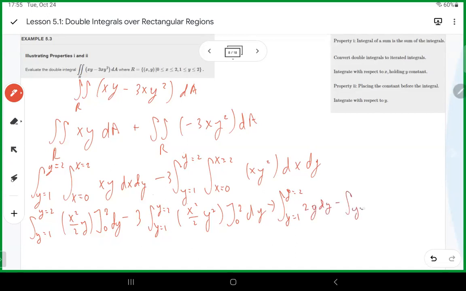minus, so you want to pull your constants out. I'm going to try to do a couple of steps in one. Hopefully you can follow me because we're running out of room. So we're going to pull that out. We're going to do the integration.